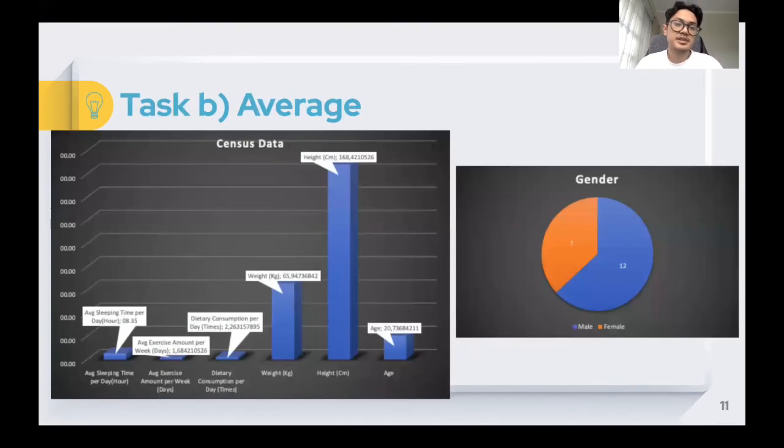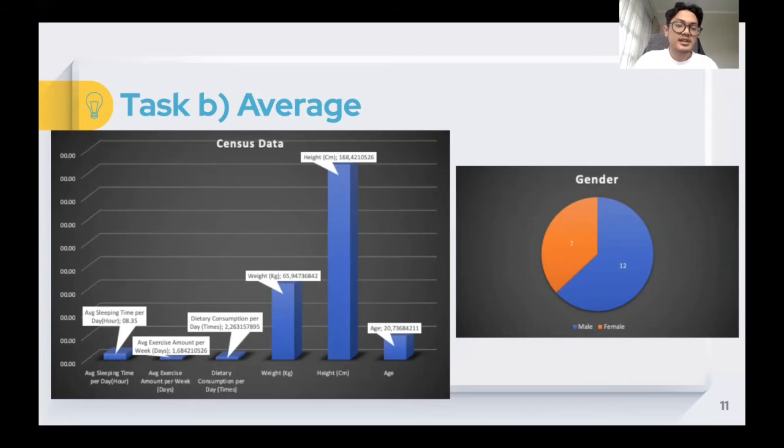The next slide is basically a summary of all the averages of the variables. As you can see on the left, the bar chart shows all the variables of the census and their average amount. For sleeping time per day, the leftmost is 8.35 hours per day, and then exercise per week is 1.68, and so on. And dietary consumption per day is 2.31, and so on.